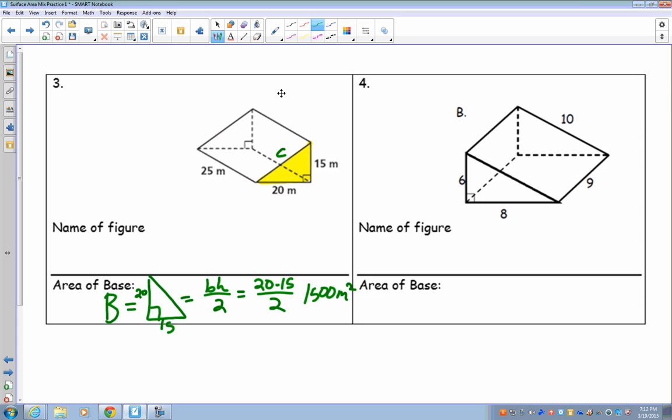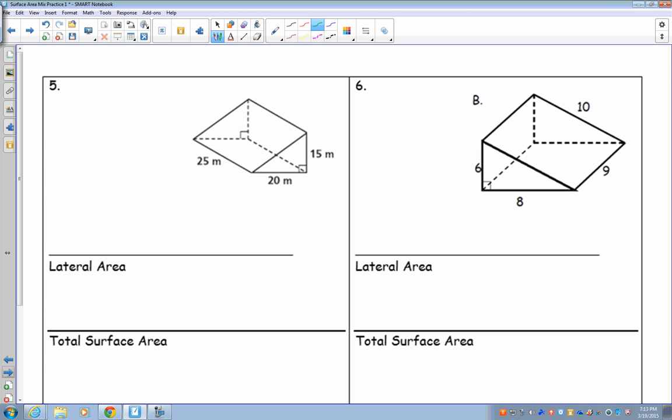Wait, not 1,500, sorry, 150 meters square. Sorry about that. And now you're going to follow the same steps, which is the lateral area and the total surface area. That's on the other page, because here they want the lateral area.